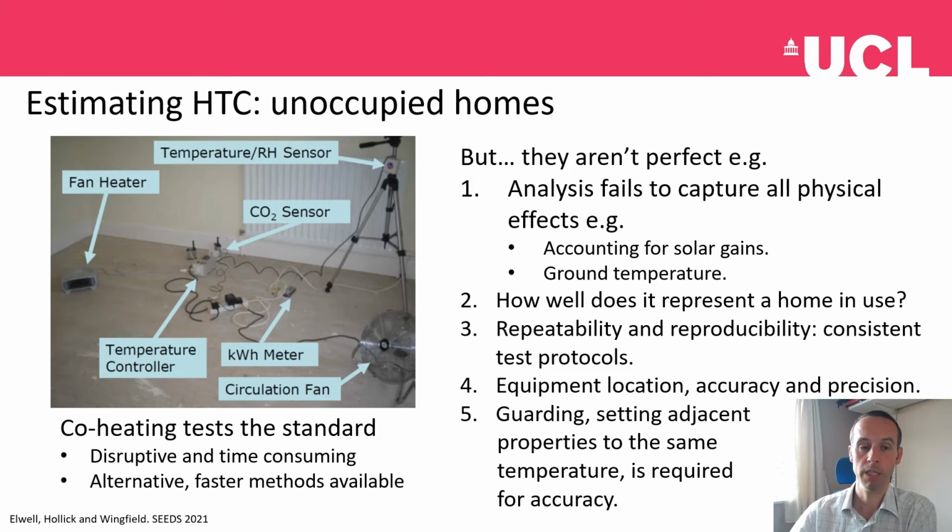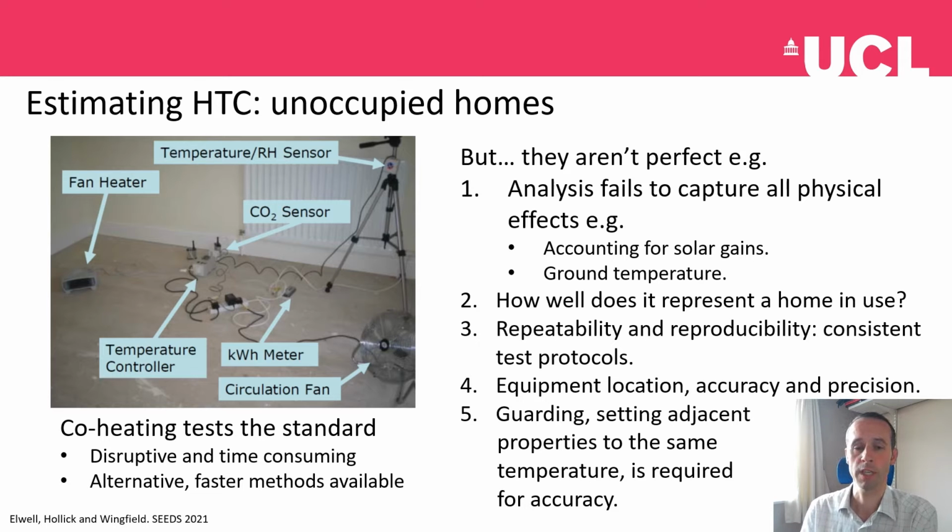Jumping right into how you estimate HTC, looking at unoccupied homes, I've got some kit here for a co-heating test, and that's the standard I would say that we're using at the moment. It's disruptive, it's time consuming, but there are faster methods that are available and being developed. But these methods are never perfect, and there are a few reasons for that, and here are some examples.